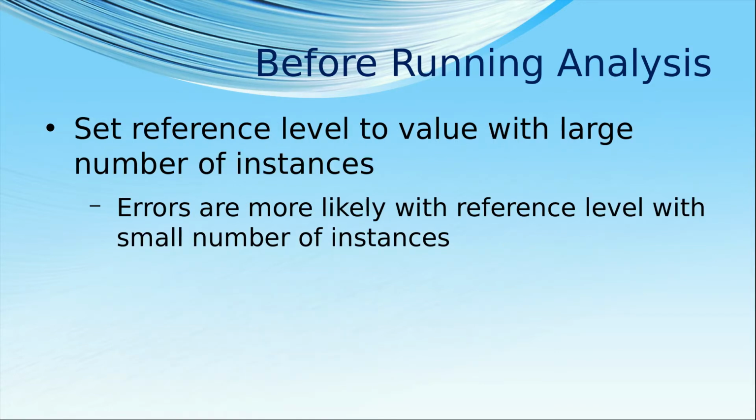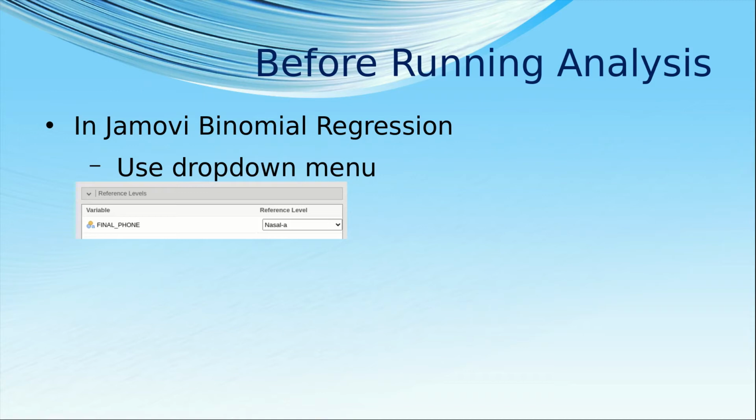When you've got a categorical variable, it's best to set the reference level of that variable to a value that has a large number of instances, because errors are more likely to occur with reference levels that have small numbers of instances. In Jamovi binomial regression, this is a simple thing to do using a drop-down menu.